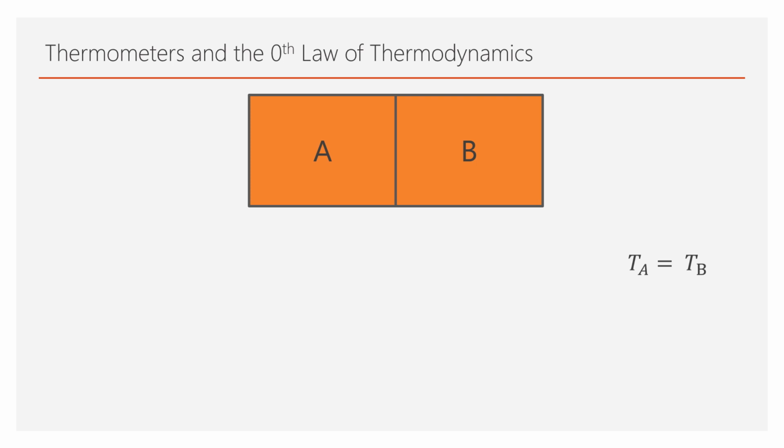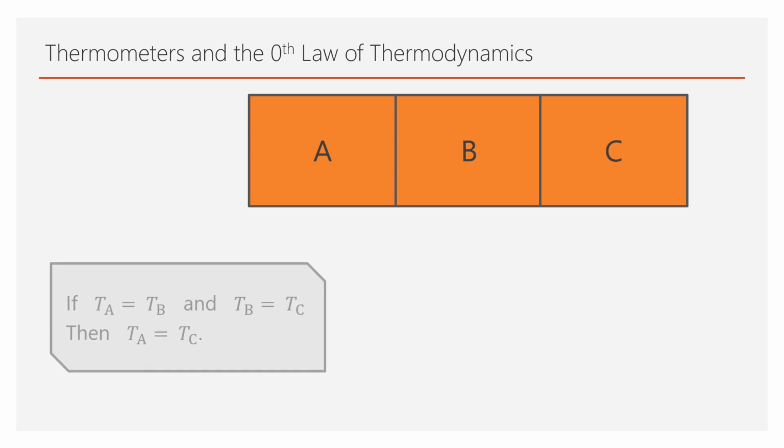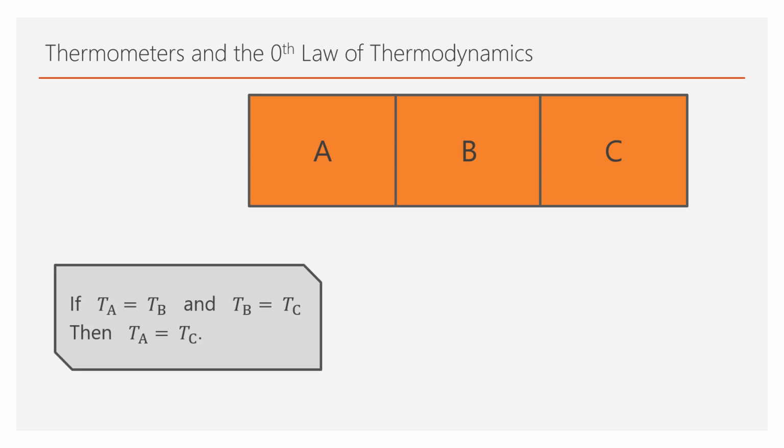If a third system, C, is brought into contact and comes to equilibrium with system B, then it is the case that systems A and C are also in thermal equilibrium. This is known as the zeroth law of thermodynamics, and it is a statement of transitivity of temperature. That is to say that if the temperature of systems A and B are equal, and the temperatures of systems B and C are equal, then therefore the temperatures of systems A and C are also equal. This law allows for the existence of thermometers, which are instruments that measure temperature.